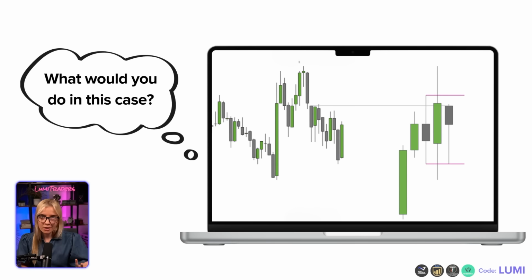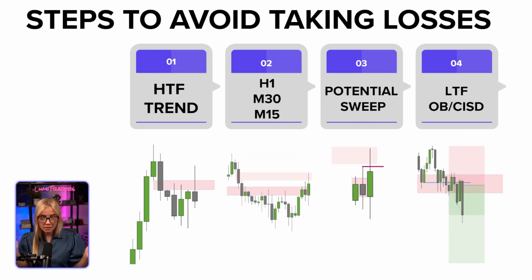And the most common problem is when we have sweep on both sides. What should I do in this case? And here are the steps to avoid taking unnecessary losses, guys.